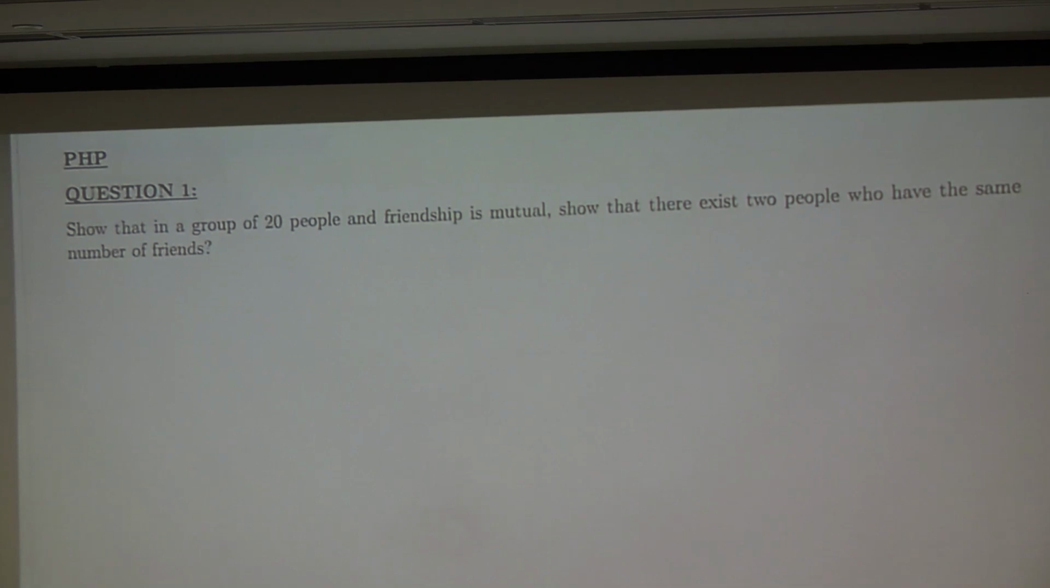A couple things to keep in mind while you are thinking about this question. Friendship being mutual means if I am your friend, then you must also be my friend, right? So when I'm counting the number of friends I have, if I count you, you also have to count me, okay?